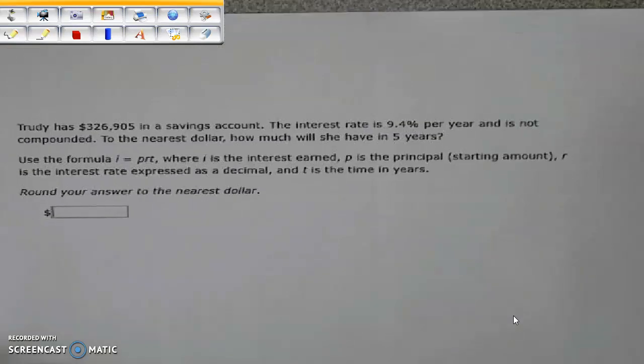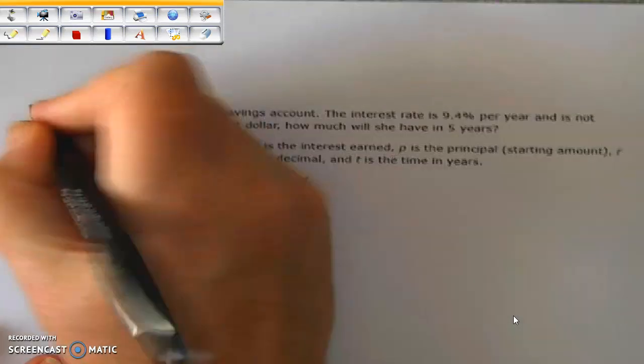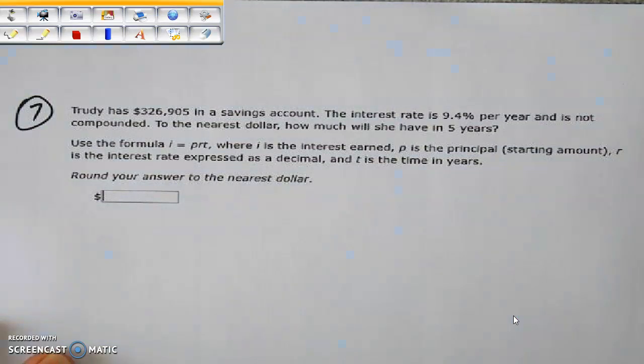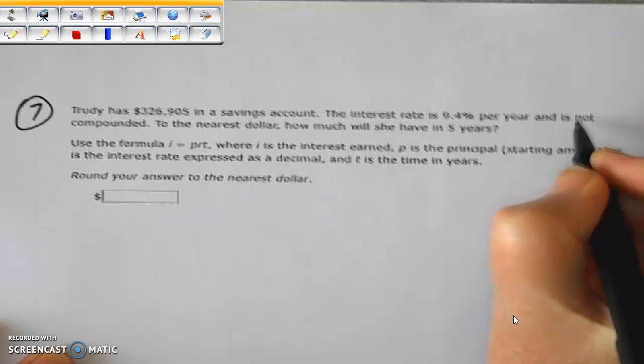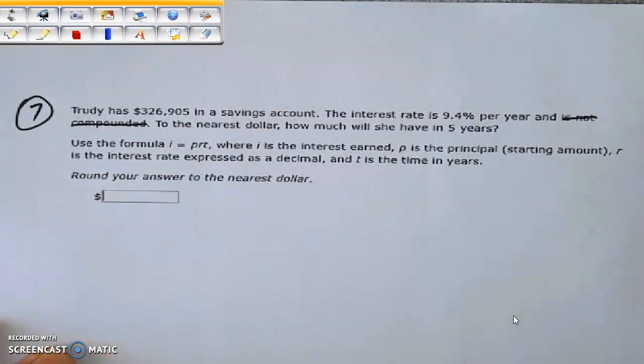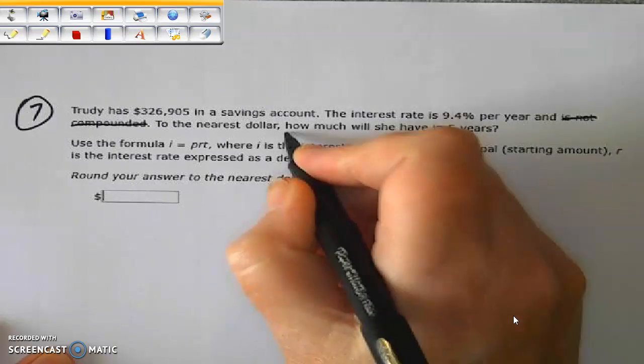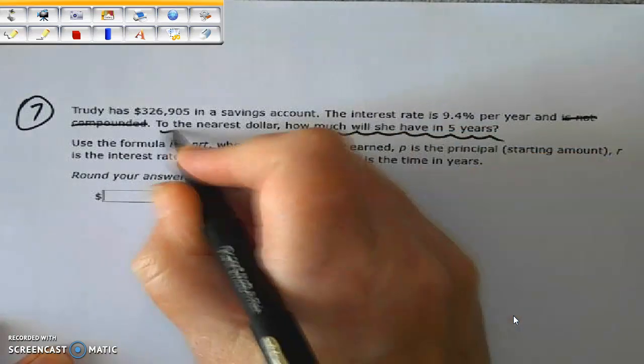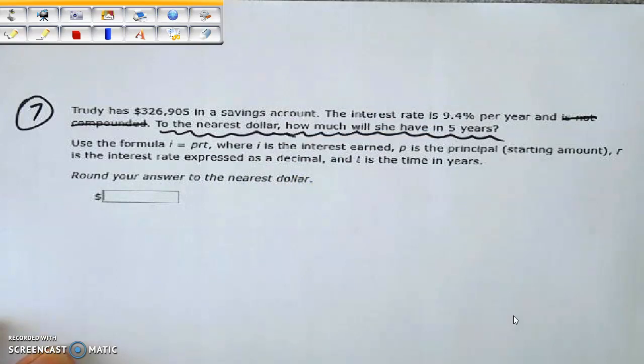Okay, last problem. Here's number 7. This is about Trudy. Trudy has that much money in a savings account. Interest rate is given, not compounded. That's good because all of these problems are on simple interest, which means it's not being compounded. To the nearest dollar, how much will she have in 5 years? They're looking for the balance. They're not looking for the interest, although you have to work out the interest first and then add it on to the principal to get the balance.